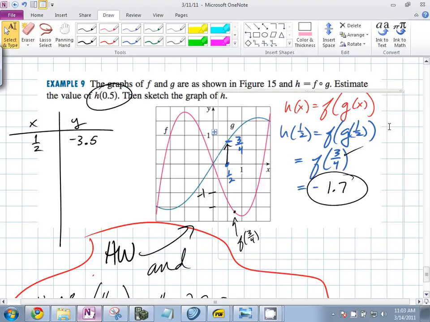You're very good. So you make the table, everybody, and then you connect the dots. Make the table, connect the dots.